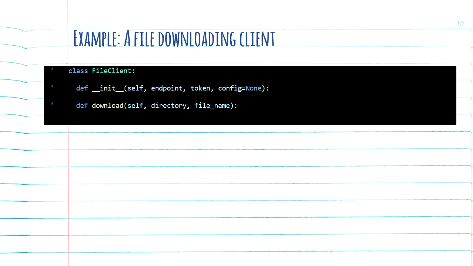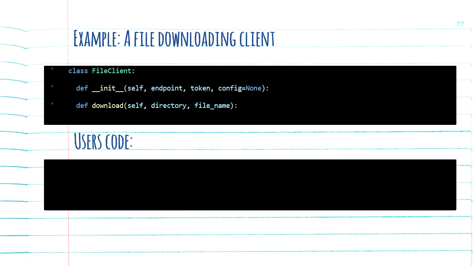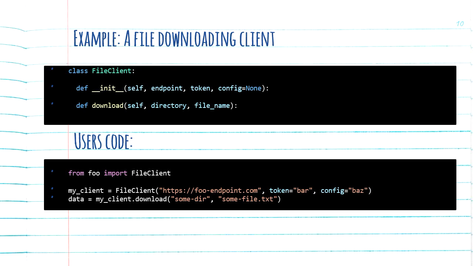So we're going to do a super quick sample here. Imagine we want to write a client library for downloading a file. Super easy. We create a class, it's a file client. We can instantiate it with an endpoint and a token for authentication, with one function, download, which takes a path and a file name. So what does the user's code look like? Import the file client, instantiate the file client with the endpoint, give it an authentication token, file client.download, directory name, file name, done. 3 lines of code, super easy.